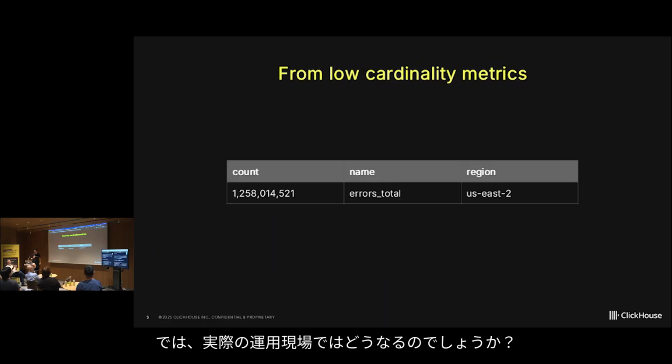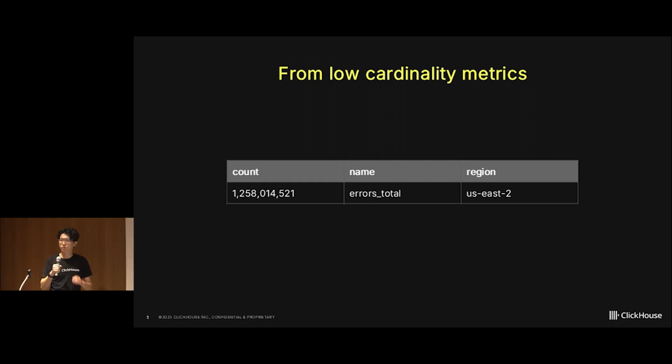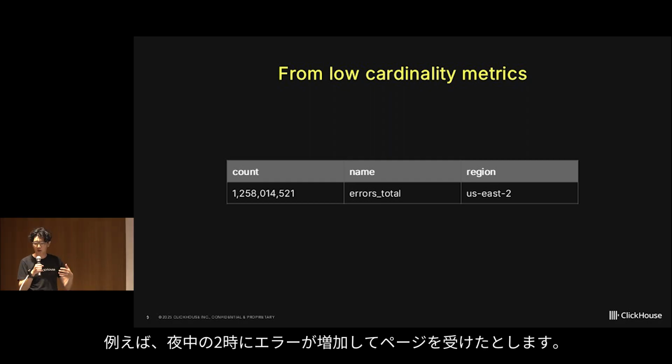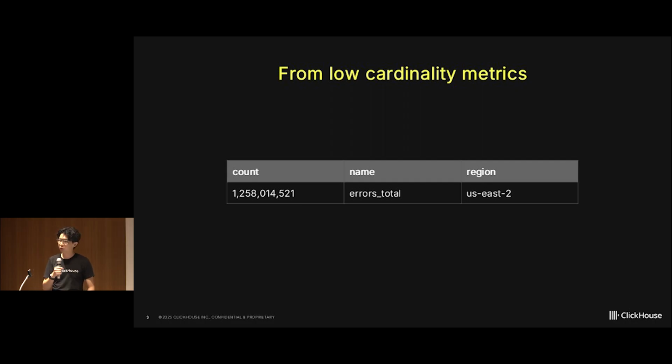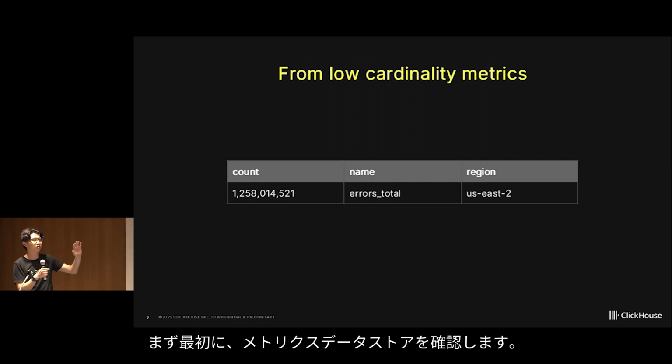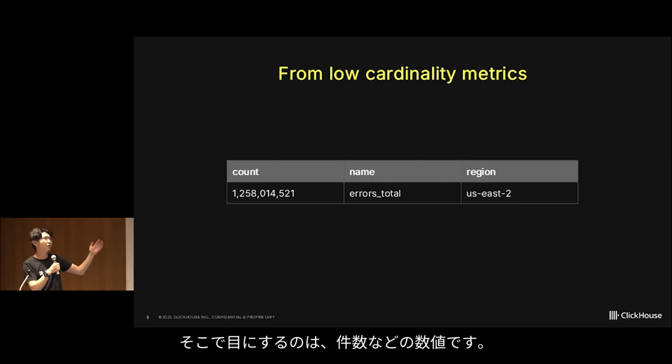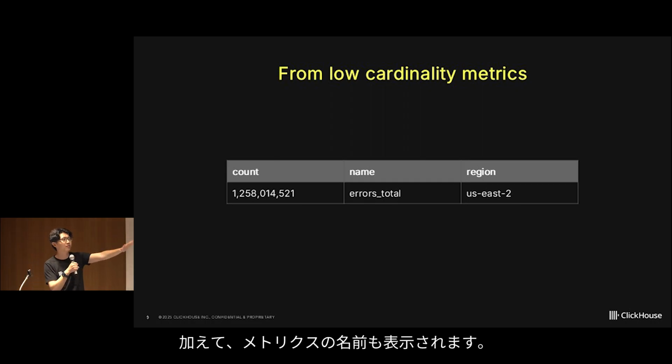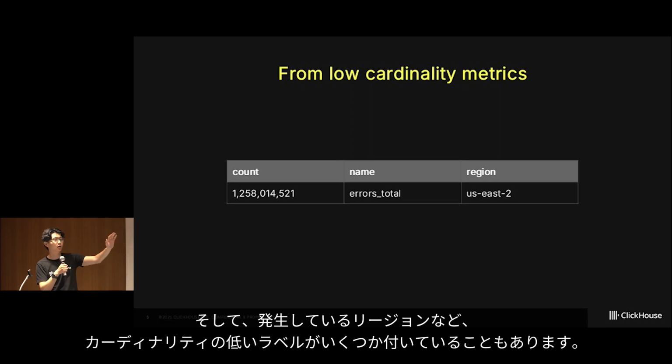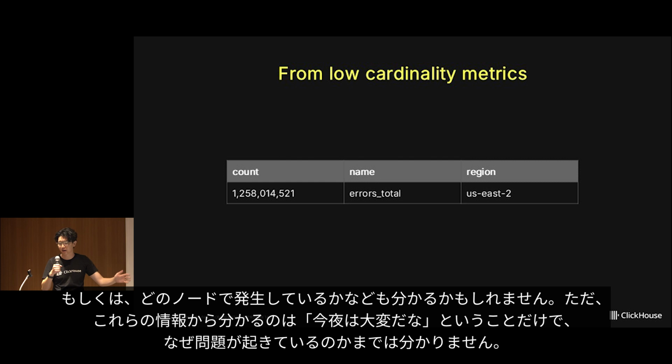So what does this actually mean in practice? Let's say, for example, we're on call and we're paged at 2 a.m. about increased errors. We first check our metrics data store, and we usually see a count, like a number. We see the name of the metric, and maybe a few low cardinality labels, like the region it's occurring in, maybe the node it's occurring in. But overall, it's just telling us that we're going to have a bad night, but not why we're having such a bad night.